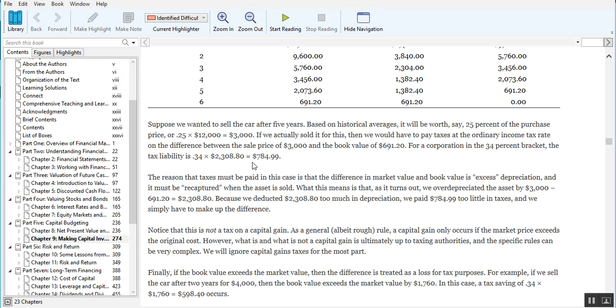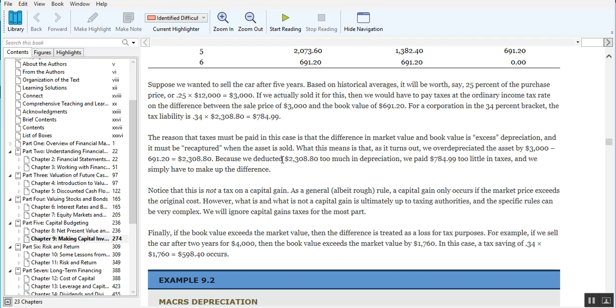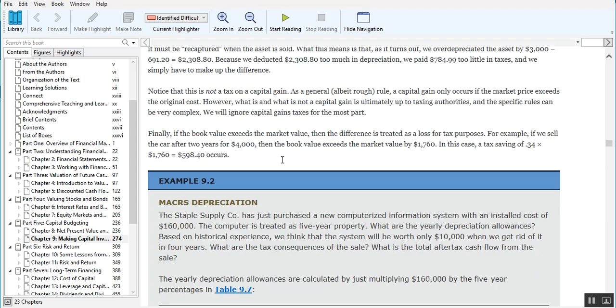So what we're going to do is take 34% of that, since it's our tax rate. We wind up with $784.99 in taxes that need to be included or recaptured because we depreciated too much on the car, and then when we sold it, we still had value in it. And that's not a tax on capital gain, even though technically it's a gain in accounting terms. Under the IRS code, it would be considered a recapture of depreciation.